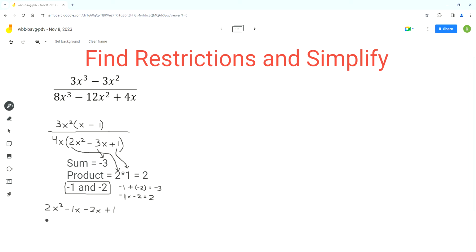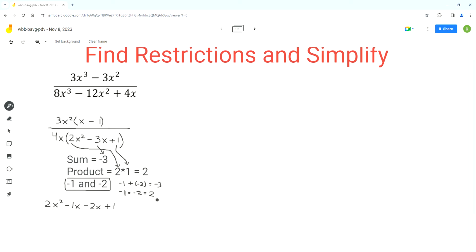And now we can use the grouping method. So we have to pair up the first two terms and we pair up the last two terms. So from the first pair we have to do common factoring, and that's just x, and in the parentheses we are left with 2x minus 1.